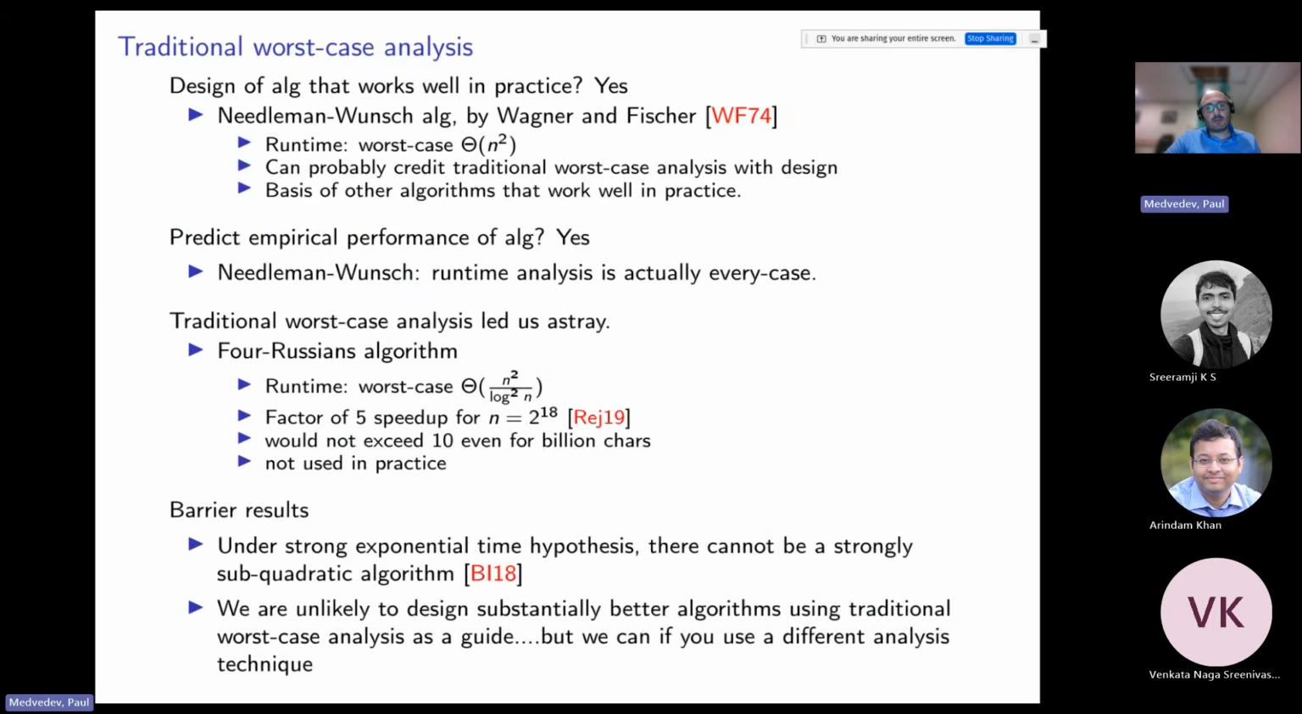So this is faster in theory. Now, if you look at practice, there was an experimental study, even for n equal 2 to the 18, you're getting only a factor of 5 speed up. And even for 1 billion characters, you would not exceed a speed up of 10. That's not a lot. Bit parallel techniques or hardware optimizations easily give you that kind of speed ups.